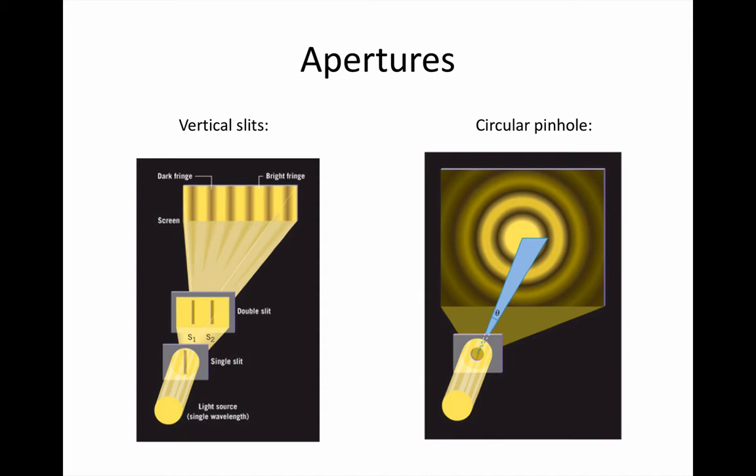Whereas on the right you have a circular aperture, and that means light is being equally constricted in all dimensions, and so it spreads out around the edges of the aperture to make the circular pattern.